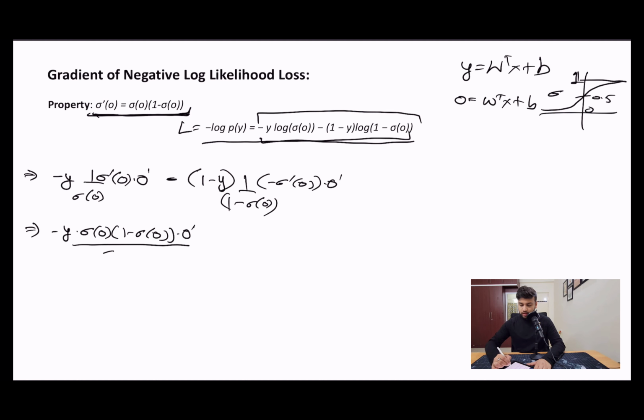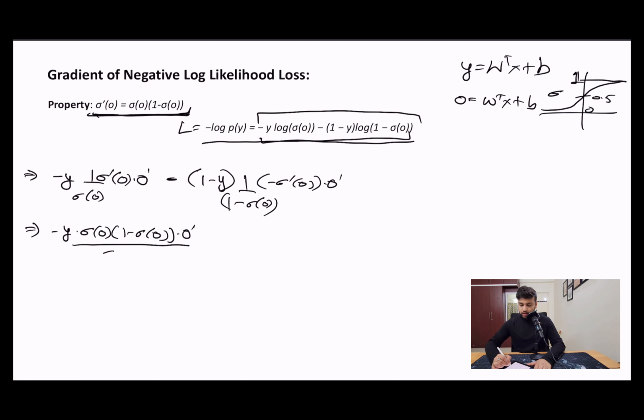So if you simplify it further, this cancels out. So let me use this part of the page. So if you further simplify, this becomes sigmoid of O minus y times O dash, right? So this is your derivative of the loss function.